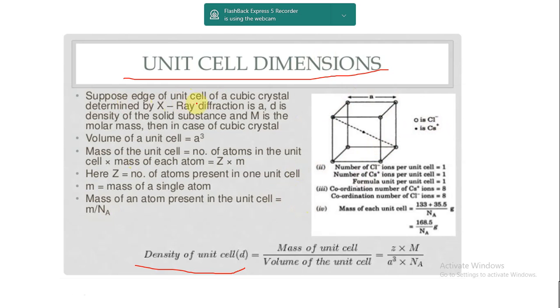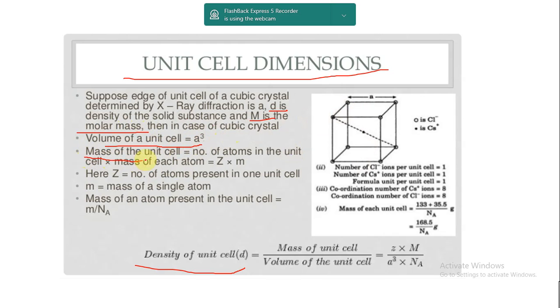Suppose the edge of the unit cell of a cubic crystal determined by X-ray diffraction is a, and d is the density. Do not get confused with X-ray. Just simply think that the length of the edge is a, and the density of the solid substance is d. M is the molar mass. What is molar mass? Mass of 1 mole of substance. And in the case of a cubic crystal, we know the volume is a cubed.